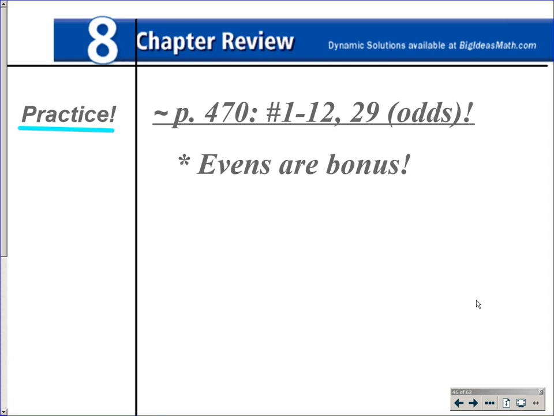Now, I say 1 through 12 odds. I guess maybe I should have stopped at 11, but why did I stop at 12? Because if you're doing the bonus, you're going to do the evens also. So I'm letting you know to do 2, 4, 6, 8, 12 for evens, if you want to do bonus homework.